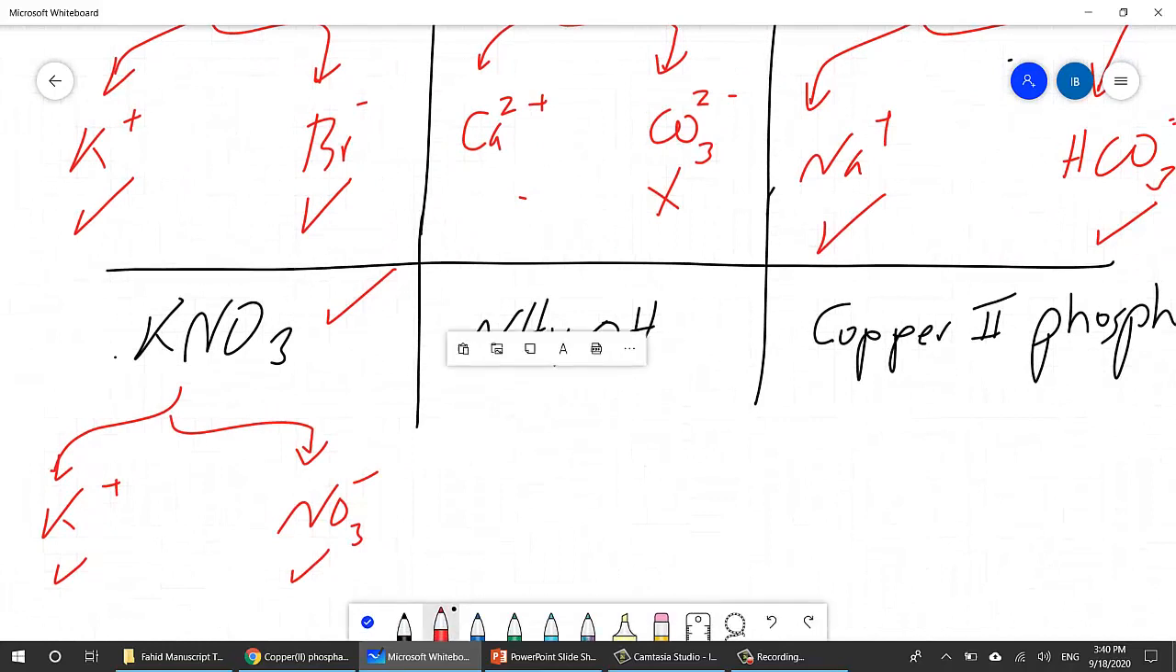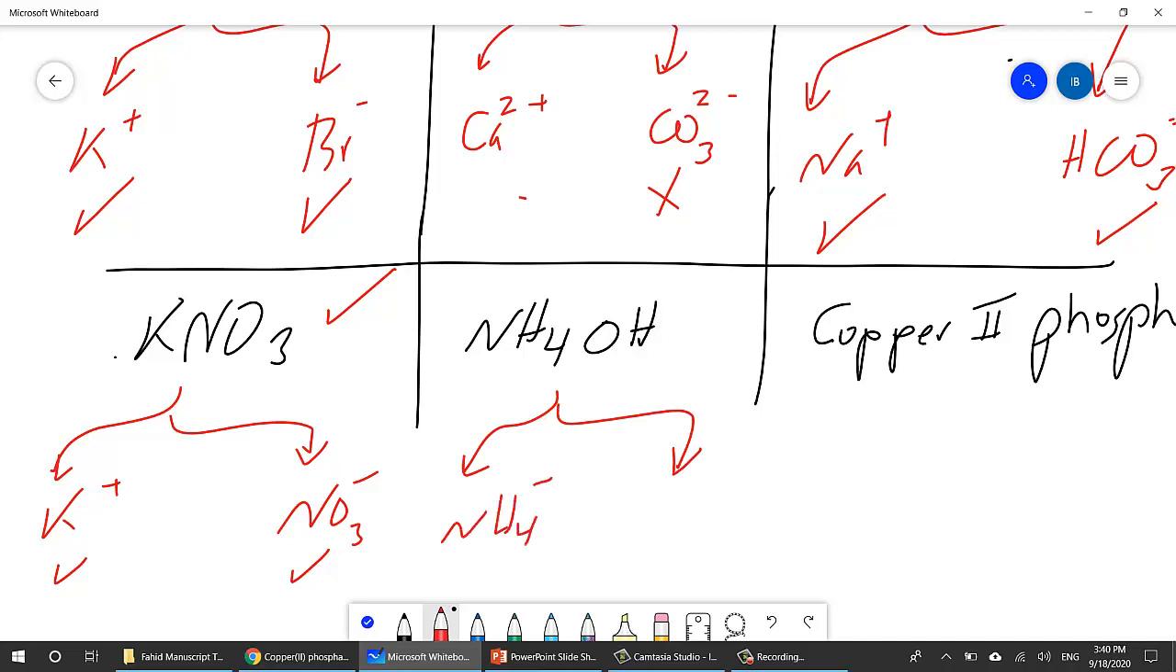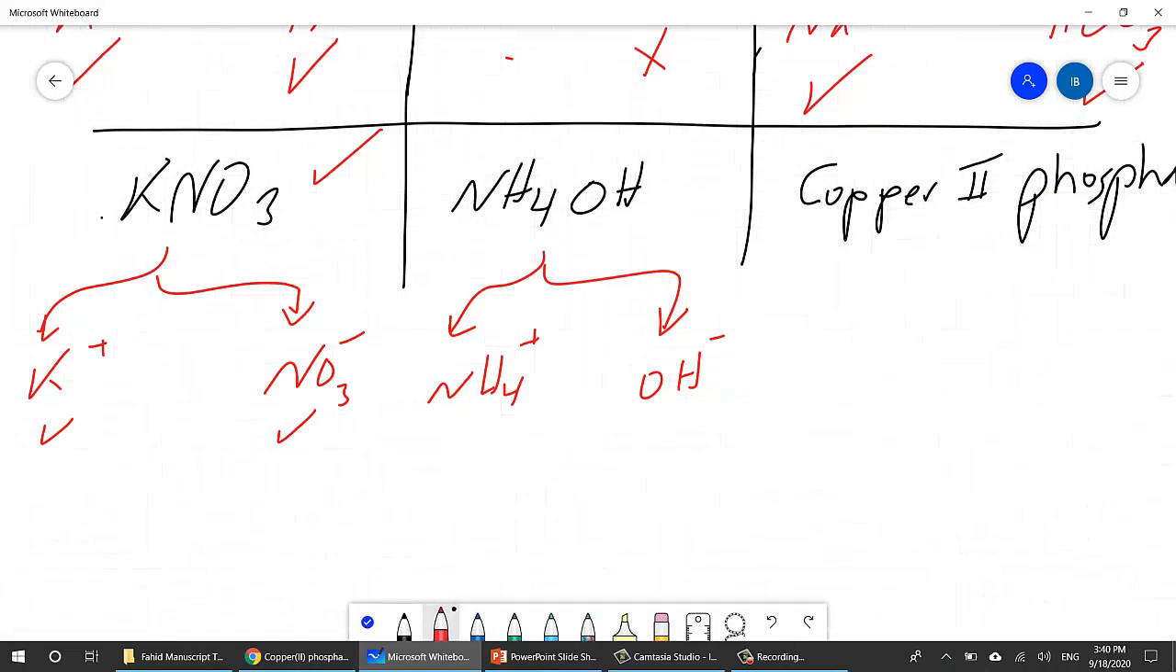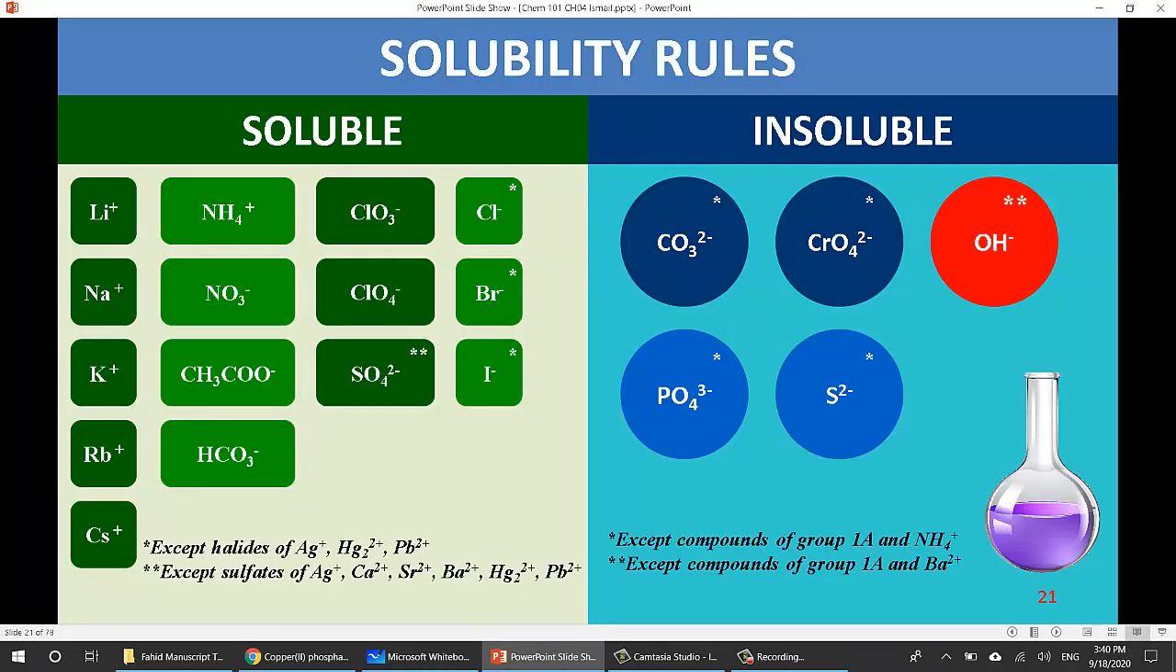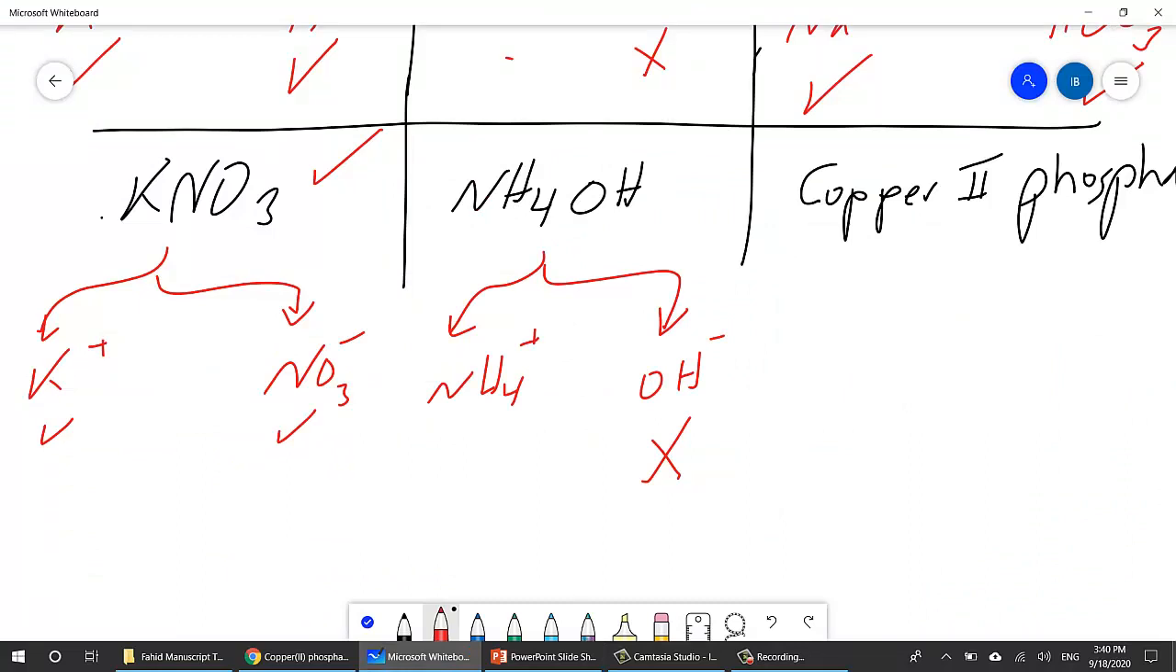NH4OH. Okay, we have a hydroxide here, so let's see what's going on. Do you expect NH4OH to be soluble or not? NH4+ and OH−. Hydroxides are insoluble in water, but there is an exception that says except if they come with group 1 and ammonium. So this one would be insoluble, but ammonium gives it a green light. The existence of ammonium with the hydroxide makes this compound soluble, and therefore this is soluble in water.